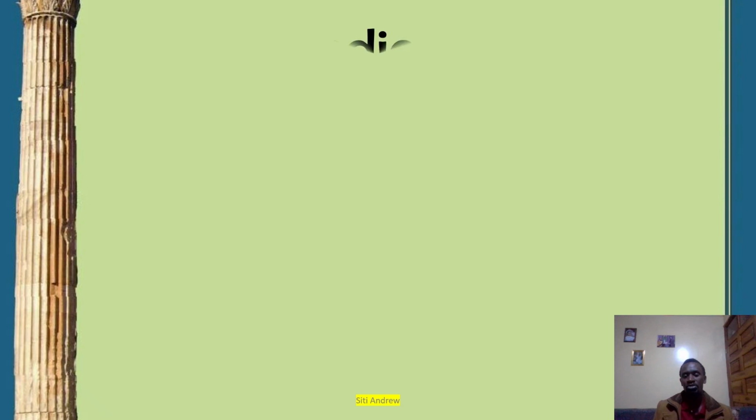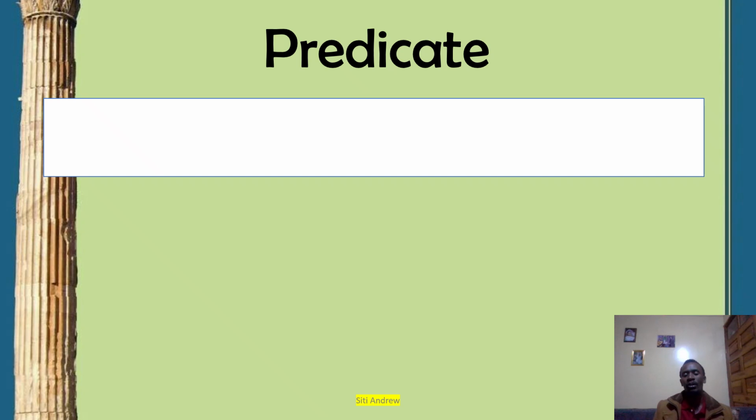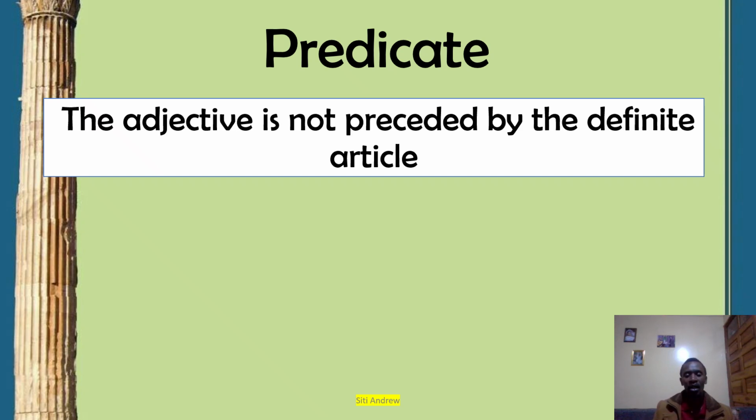And then let's move to the next, that is the predicate use. So the predicate use, you notice in the predicate use, the adjective is not preceded by the definite article. So when you see that you have the adjective but it is not preceded by the definite article, or is anarthrous, then you know that it has the predicating nature of the adjective.